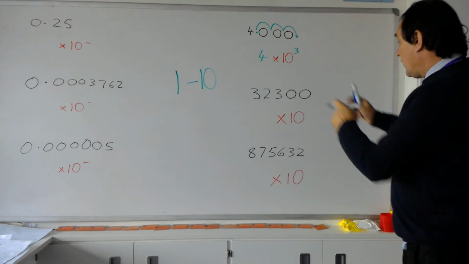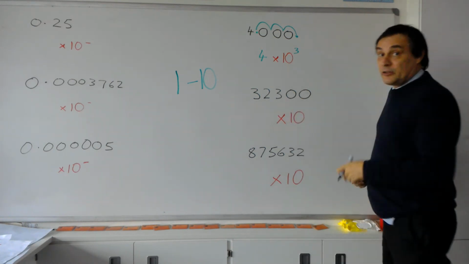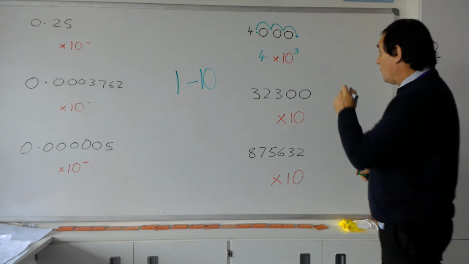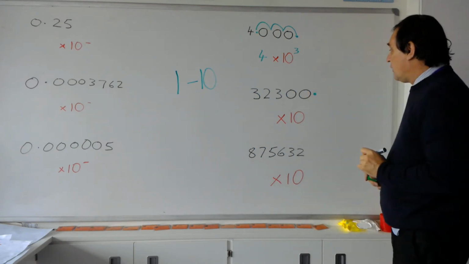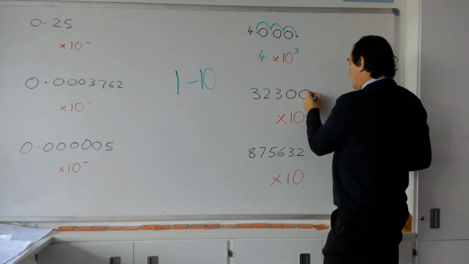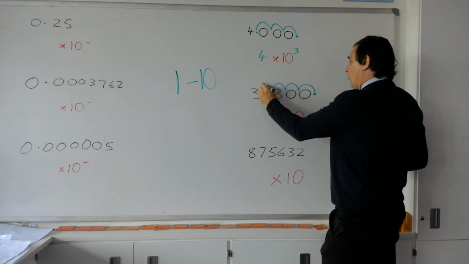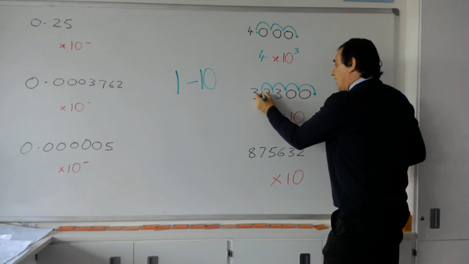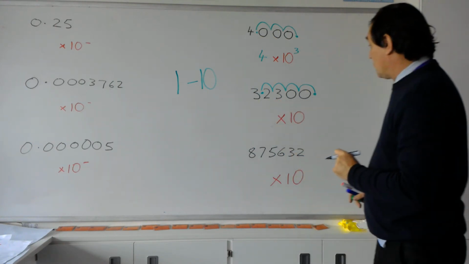Okay, let's try this example below. If we've got 32,300, so we start again, we put our decimal point right at the end of the number here, and we're going to keep bouncing it until we get a number between 1 and 10. So 1, 2, 3, 4. Here I've got 3.23. That's our number between 1 and 10.